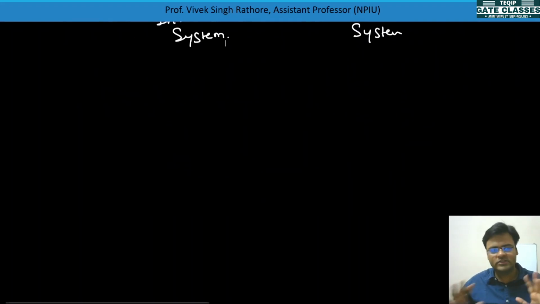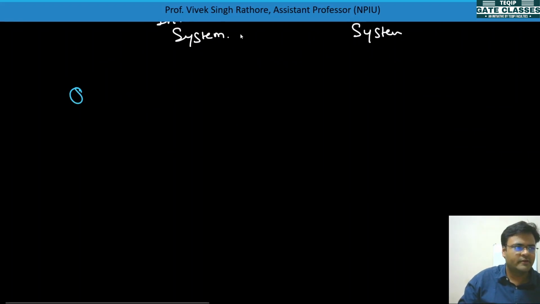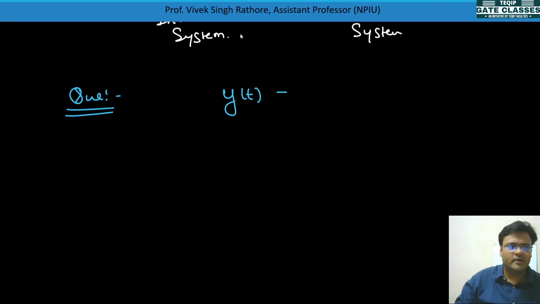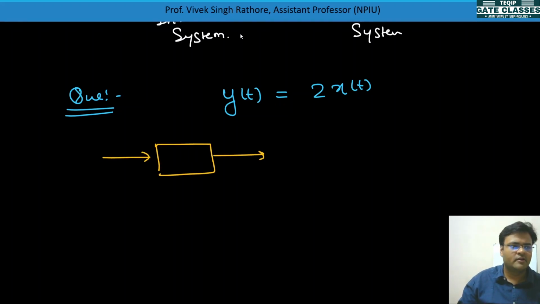Okay, so we'll see some questions and understand how we can judge it. See, y(t) is, let's suppose, 2 times x(t). We need to understand what it is doing if the input x(t) is given here: it is multiplying by 2, so we get the output 2 of x(t).